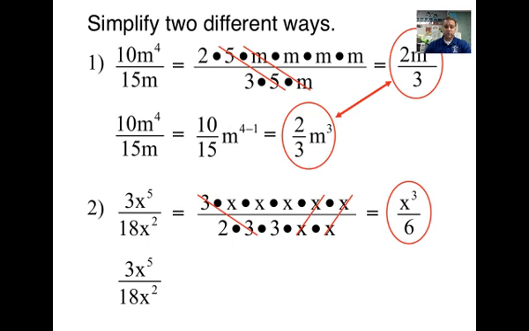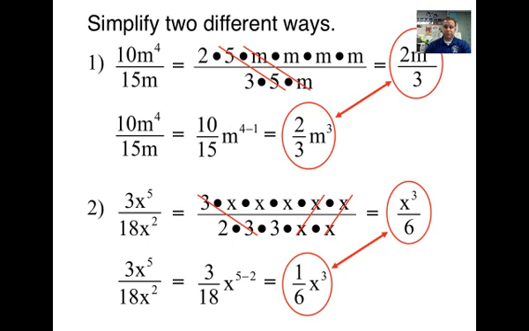When we go for our second method, we basically have 3 over 18, and then we'll have x to the 5 minus 2 power. 5 minus 2 is 3, and we can simplify that 3 over 18 to 1/6. Again, those are the same. If you have questions, make sure you write them down so you can ask them when you come back to class tomorrow.